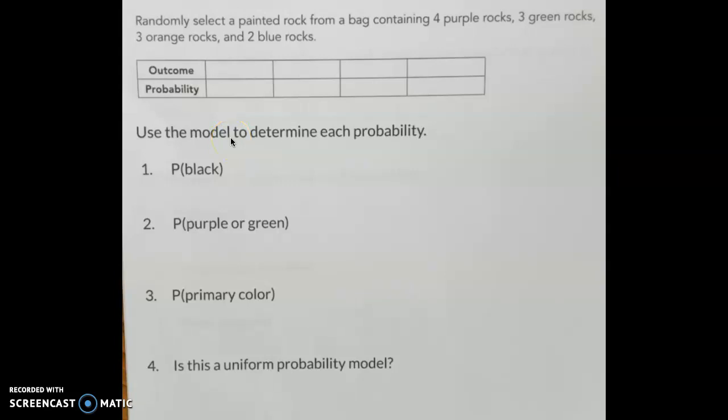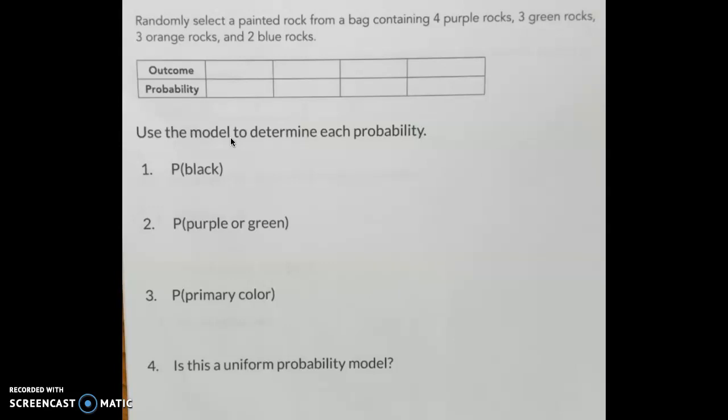So, probability models can help us solve problems with probabilities. They're kind of like a graphic organizer, but for math problems involving probability. So let's take a look at this example. This example is about randomly selecting a painted rock from a bag containing 4 purple rocks, 3 green rocks, 3 orange rocks, and 2 blue rocks.